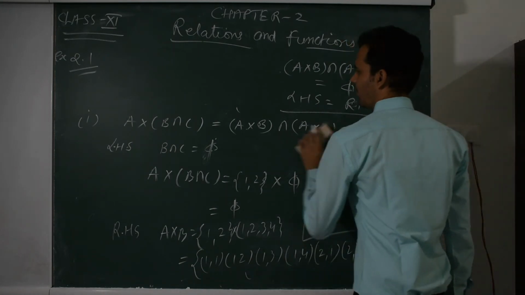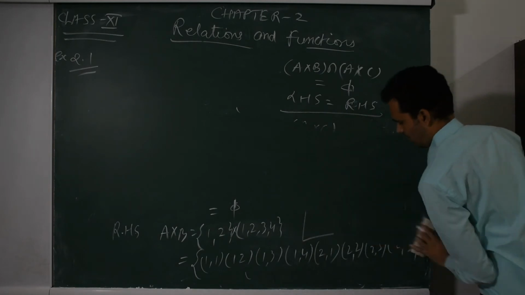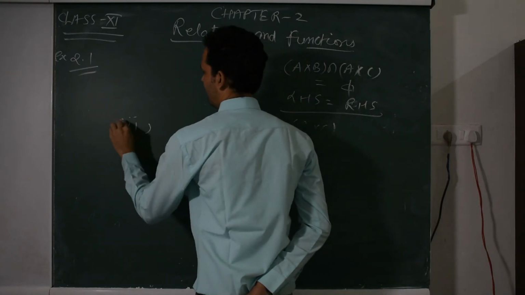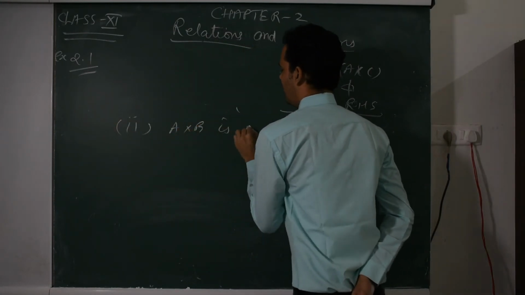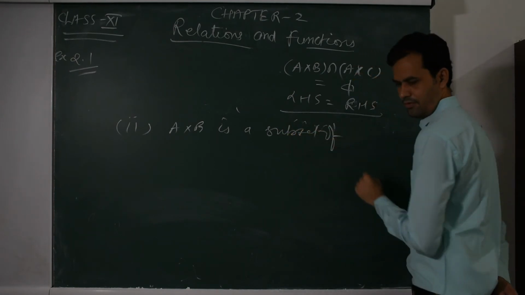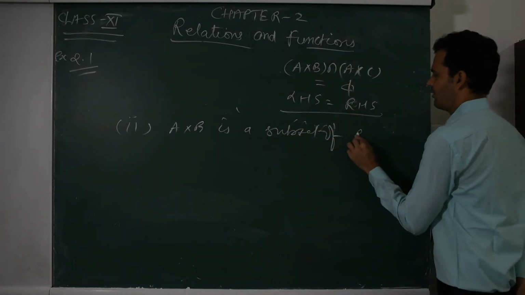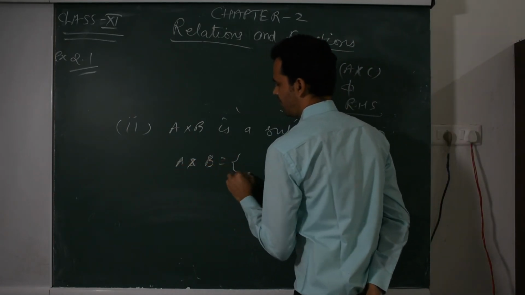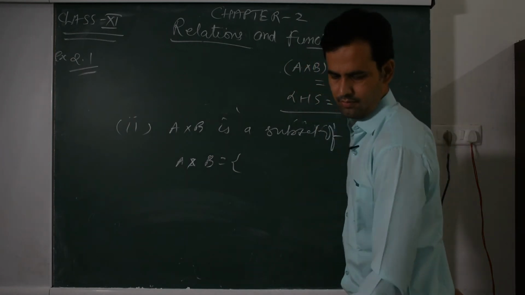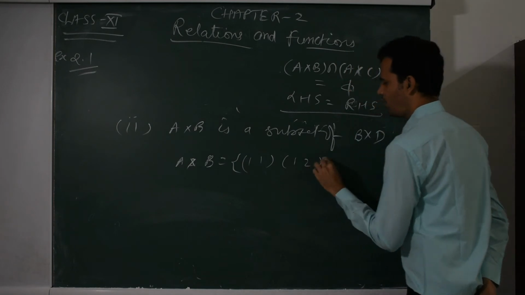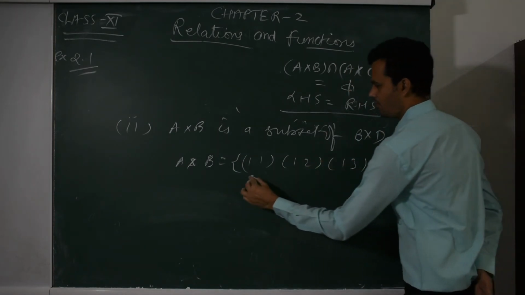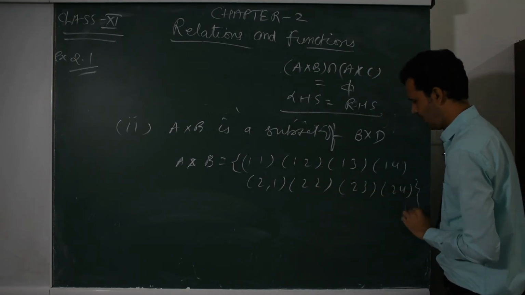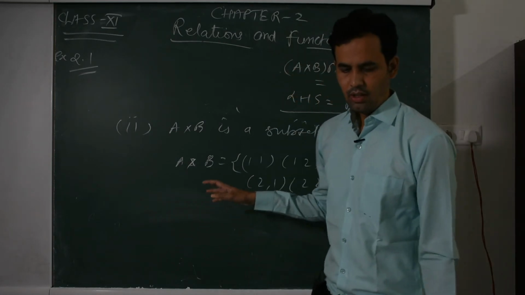Now the second question of this exercise 2.1, question number 7, second part. A cross B is a subset of B cross D. So we first find A cross B: (1,1), (1,2), (1,3), (1,4), (2,1), (2,2), (2,3) and (2,4). These are the ordered pairs of A cross B.